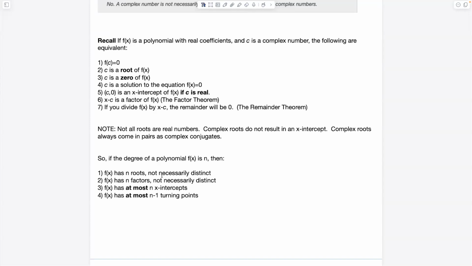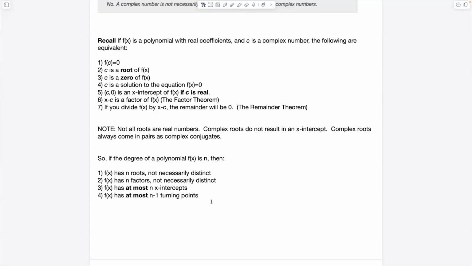Remember, if you have repeats in this list, then if 2 is a root and that appears 3 times in your list, you can't hit the x-intercept 3 different times at the same spot. So if we have a multiplicity of a root that's not 1, then our number of x-intercepts will be less than n. So the degree is n, we're going to have at most n x-intercepts. If we have complex roots, they don't give us x-intercepts.